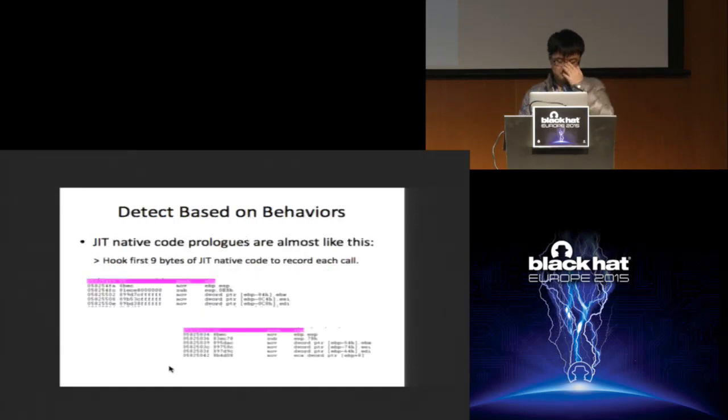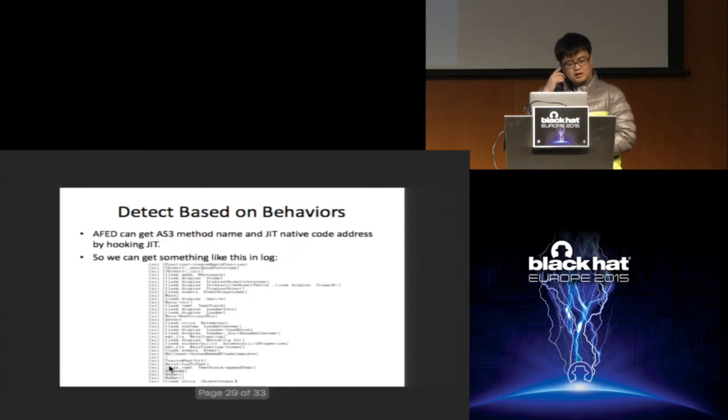So I need to improve AFED a little. By checking the JIT native code, I found that the JIT native code prologues are almost like this. So I can hook the first 9 bytes to record each AS3 method call. And I have mentioned that AFED can get the AS3 method name and JIT native code address by hooking the verify JIT function. So I can trace each AS3 method call, and print the trace to the log file like this.